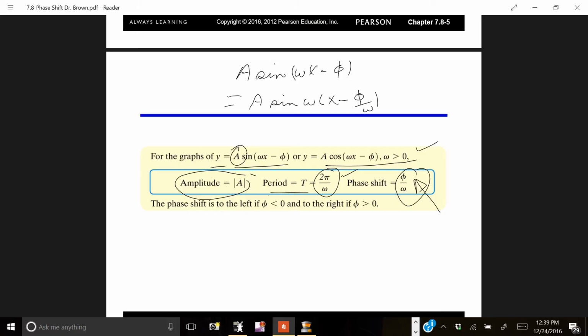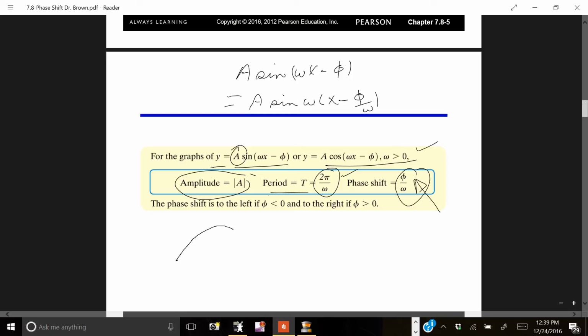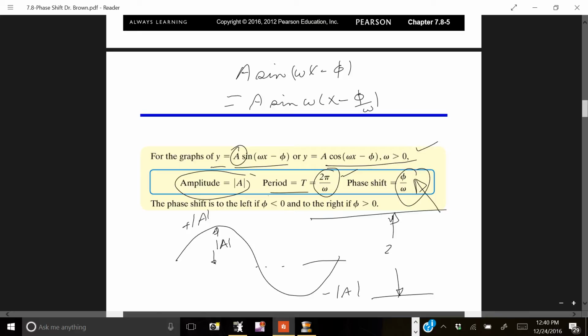Now, obviously, a sine wave will look like this, and the amplitude is the absolute value of a. So it will go up to a maximum of plus absolute value of a, and go down to minus absolute value of a. And the peak to peak value of the sine wave is 2 times the absolute value of a. In other words, a sine wave will go up to a max, go down to a minimum, and that peak to peak is 2 times absolute value of a.